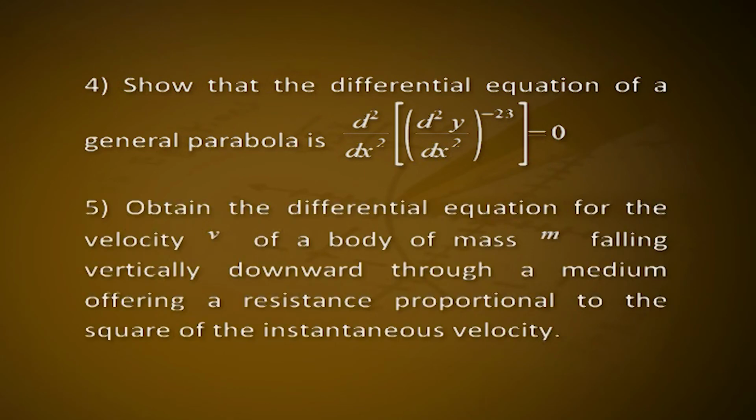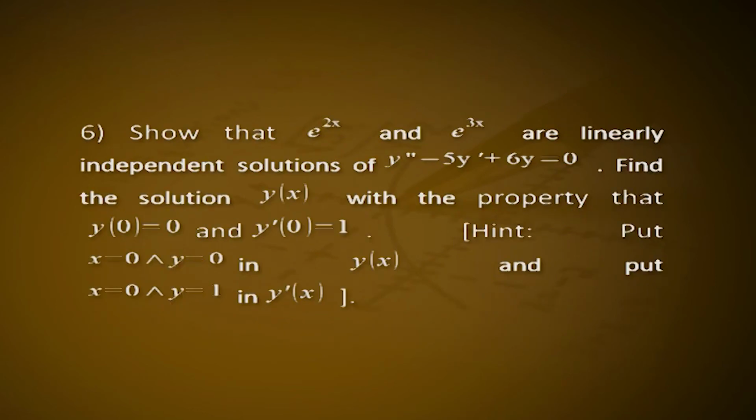Obtain the differential equation for the velocity v of a body of mass m falling vertically downward through a medium offering a resistance proportional to the square of the instantaneous velocity. Show that e^(2x) and e^(3x) are linearly independent solutions of y'' - 5y' + 6y = 0. Find the solution y(x) with the property that y(0) = 0 and y'(0) = 1.